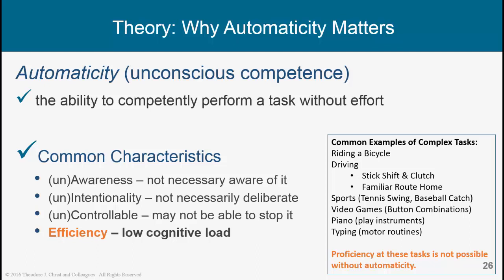Somebody who's not even at the professional level, but rather an amateur level of an activity like tennis, for example, needs to have automatized a large number of the basic skills associated with tennis play before they can professionally engage in a tennis match. So proficiency on many tasks is simply not possible without automatizing the underlying basic skills.